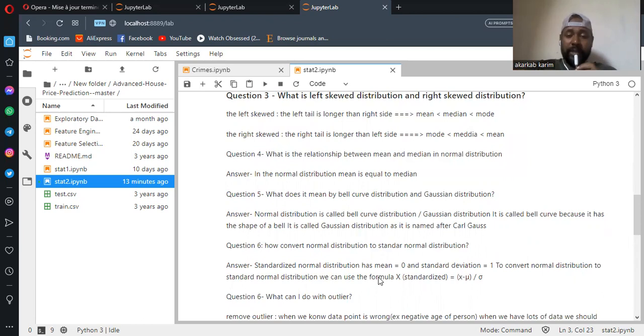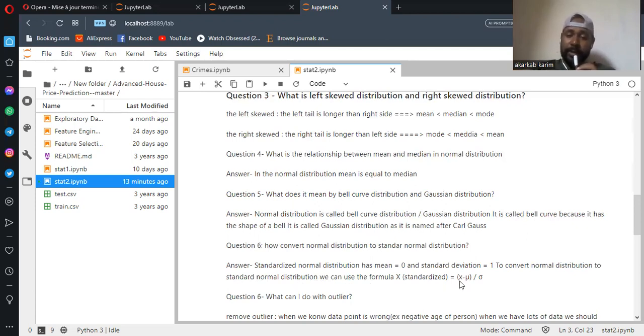Standardized normal distribution has a mean equal to 0. So when we talk about standard normal distribution, that means the mean is 0 and the standard deviation is 1. That's what's called standard normal distribution. To convert a normal distribution to a standard normal distribution, we can use the standardization formula.